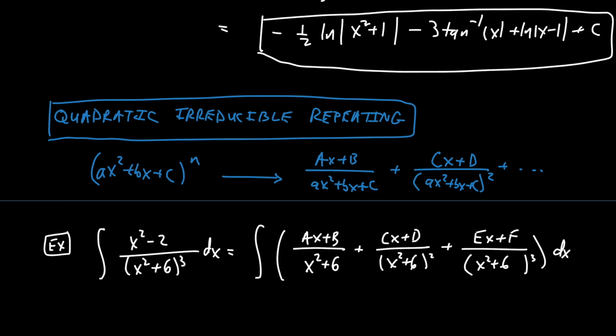As you can imagine, the reason I'm not solving for this is because now I have 6 unknowns. I would have to do a little bit of legwork to find all of these. And for the sake of time, we won't do that. Hopefully with this example, you have an understanding of how we would approach a problem if it did have these quadratic irreducible repeating factors.